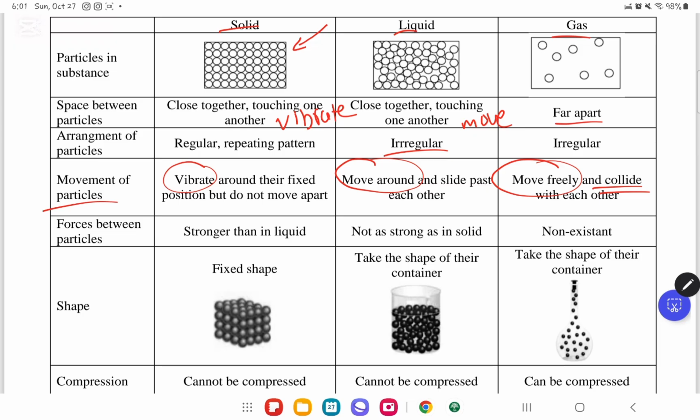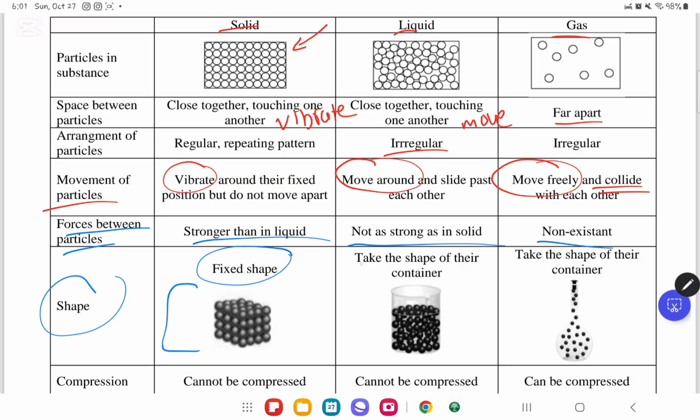Now we come to a nice topic, which is the forces between particles. The forces are kind of like the bonds that keep them together. Definitely, the solids have the strongest bonds, so they have bonds stronger than liquid. Liquid have bonds, but not as strong as solids. And then finally, in gas, you don't have any bonds between the particles, because they're just moving freely, they're just existing. Then, for the shape, here we have a fixed shape, like we said, the tissue box example.